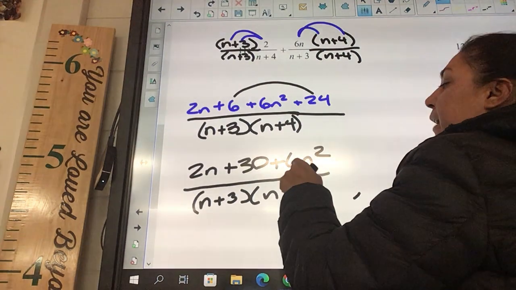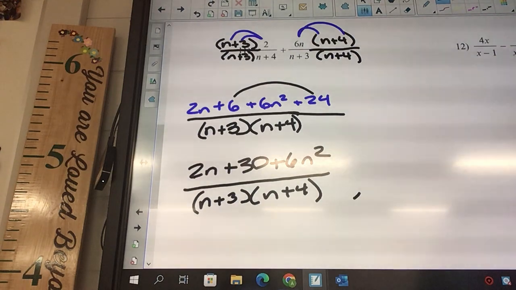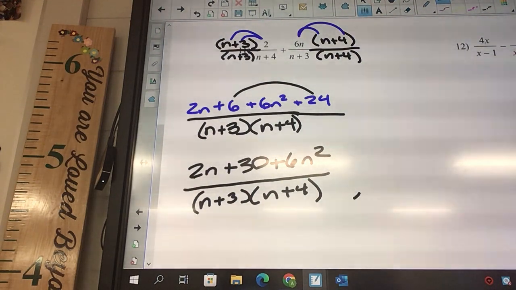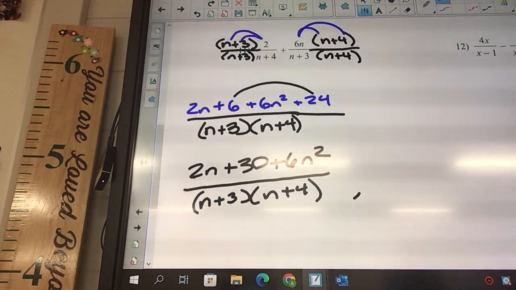Why can I not combine this 6 and this 2? That 6 has 2 n's. Yes, okay, so that 6 has 2 n's and the other guy, he just has 1, okay? And you cannot combine like that. Only when you're multiplying.